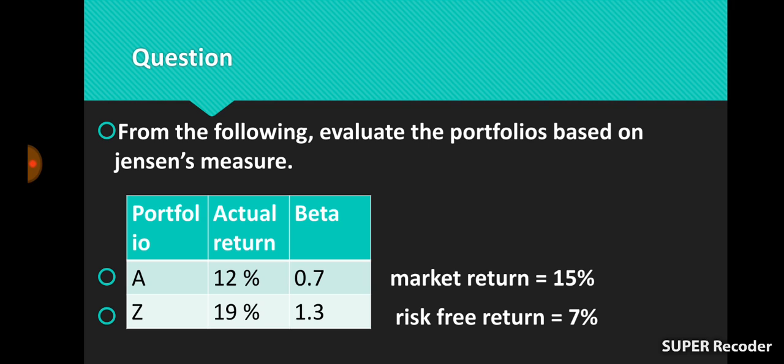Here we can calculate Jensen's measure for this question. The question is, from the following, evaluate the portfolios based on Jensen's measure. Here we have two portfolios, A and Z. Actual return of portfolio A is 12% and actual return of portfolio Z is 19%. Beta factor of portfolio A is 0.7 and beta factor of Z is 1.3. Market return is 15% and risk-free return is 7%.